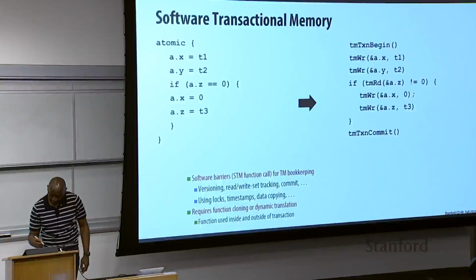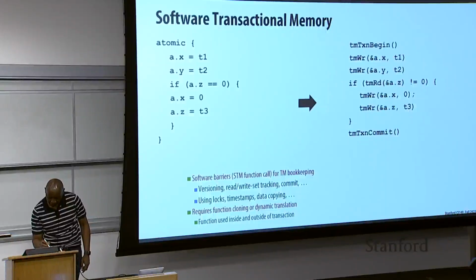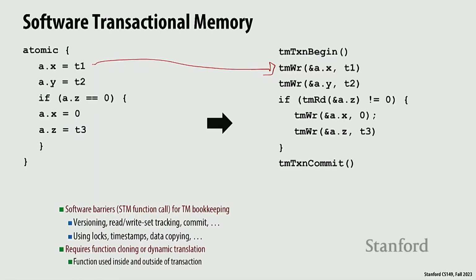So for every write, you need to put in a TM write, and for every read, you need to make that into a TM read. Okay, so these are called software barriers, not to be confused with barriers for synchronization, right? This is just basically a call into the transactional memory system specified by these TM read and TM write functions.